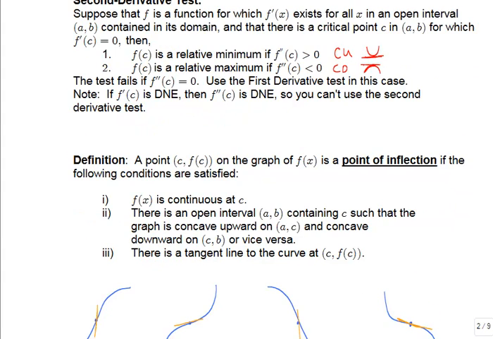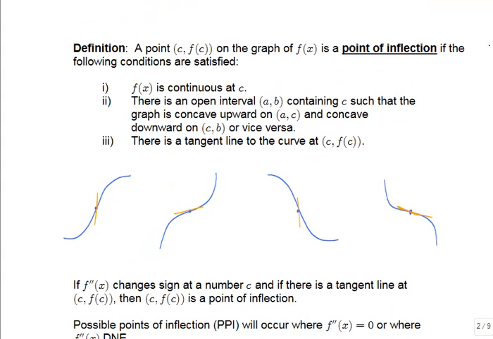Now, another thing that's very important that's determined by looking at second derivatives is something called a point of inflection. A point (c, f of c) on the graph of f of x is called a point of inflection if the following conditions are satisfied. First of all, your function f needs to be continuous at c, so you can't have things like asymptotes or holes or something like that.